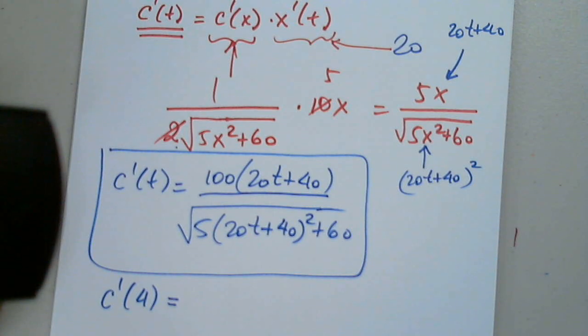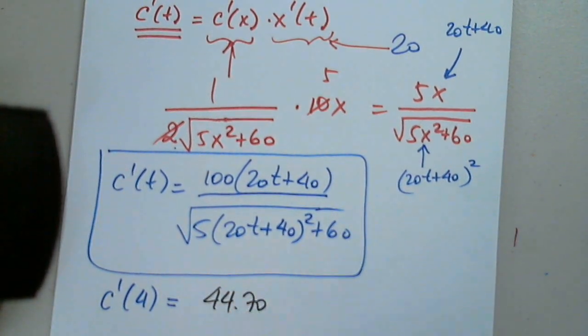So now I go to second and table, and I punch in all I need, and all I need is 4. And it gives us 44.70. 44.70. We need the measurement unit.